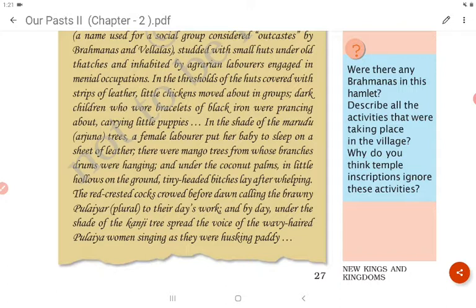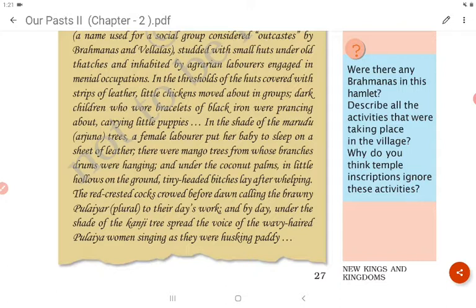The red-crested cocks crowed before dawn, calling the brownish Pulayars to their day's work, and by day, under the shade of the kanji tree, rose the voice of the wavy-haired Pulaya women singing as they were husking paddy.